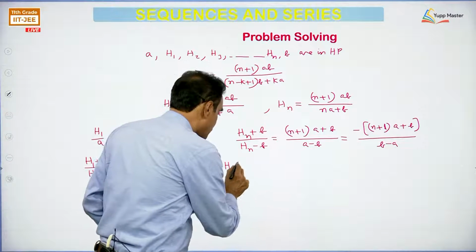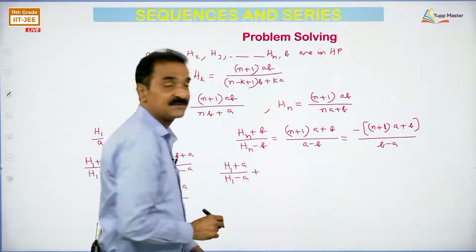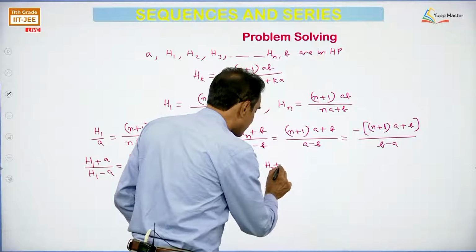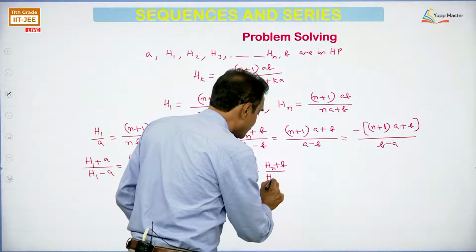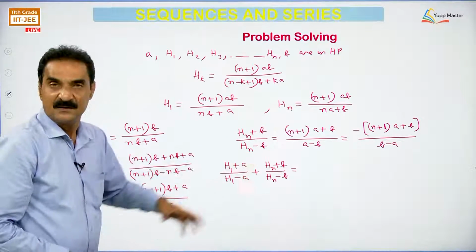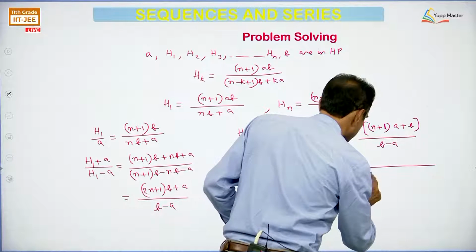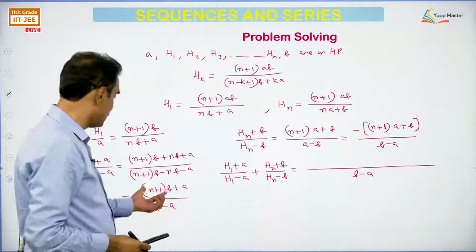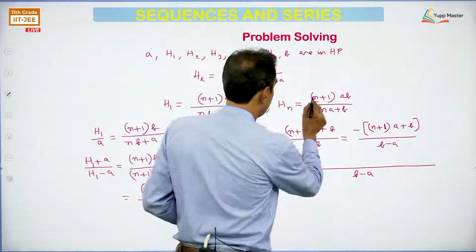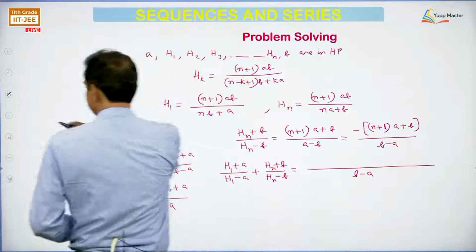Now you add H1 plus A by H1 minus A plus Hn plus B by Hn minus B equals, the denominator is common, so I will write B minus A as the common denominator. Numerators are, by adding, here you will get 2n plus 1.